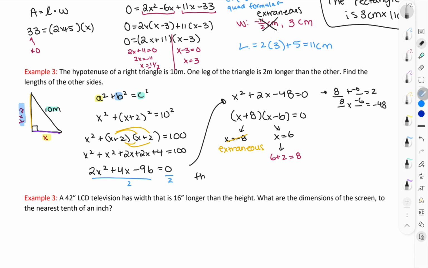So the triangle sides are 6 meters, 8 meters, and 10 meters. And that gives us the sides of our triangle.